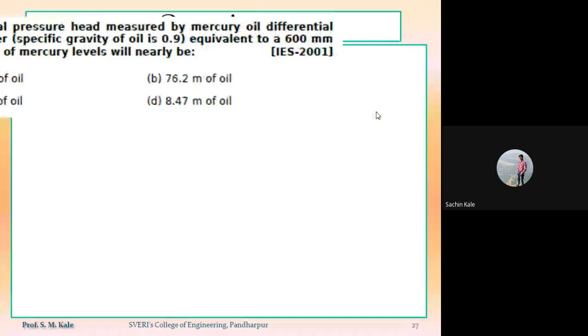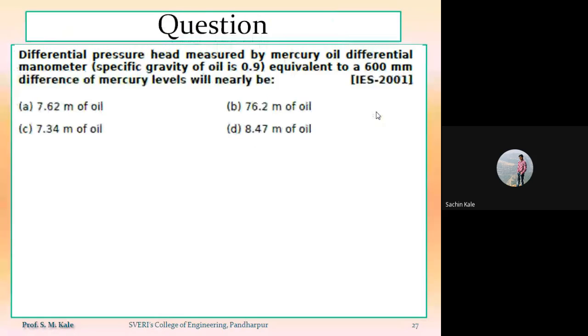Next one. This is again a simple question like the previous questions. Differential pressure head measured by a mercury oil differential manometer, having specific gravity of oil as 0.9.